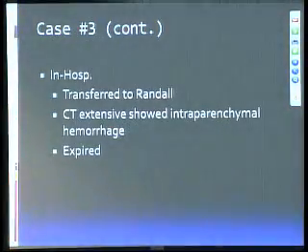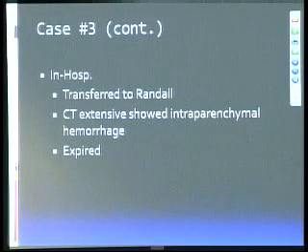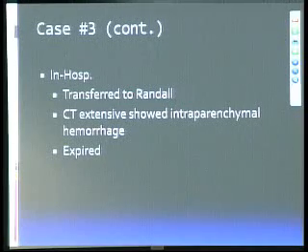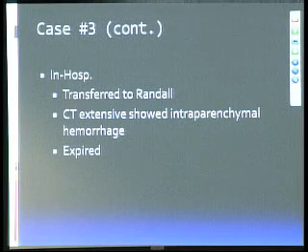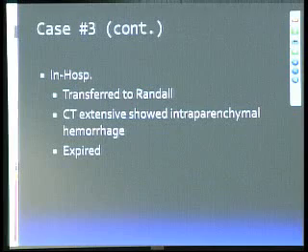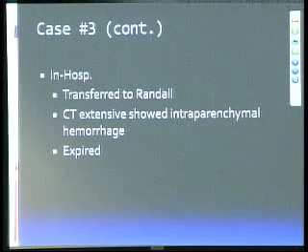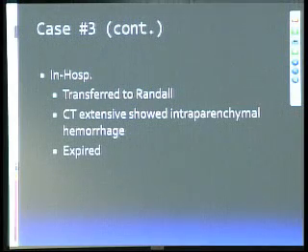So did this kid come to Southwest initially? He did? Okay. I didn't actually see the Southwest phase, but he was then transferred to Randall. CT apparently showed some pretty extensive brain trauma, and there was an expiration. So non-accidental trauma in this age group is something we all fear. This is the worst type of call you can run on, I imagine.